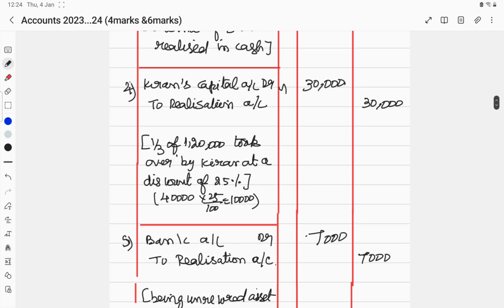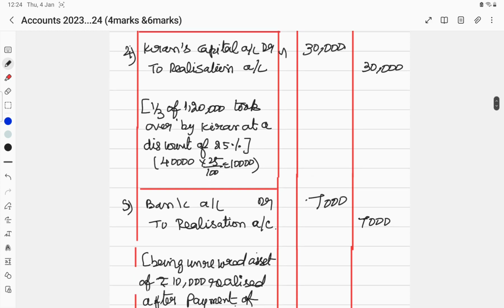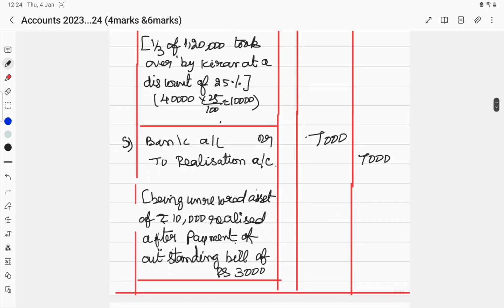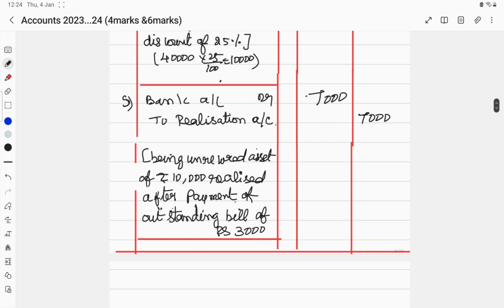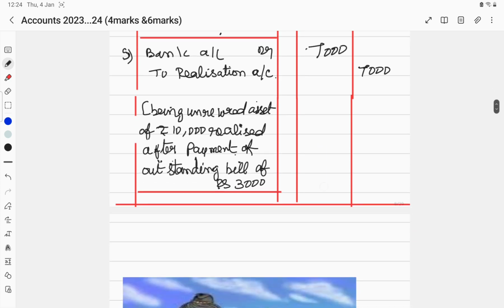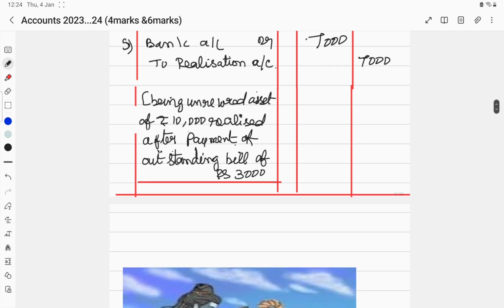Kiran's capital account debit 30,000 to realization account credit 30,000. One third of 1,20,000 was taken over by Kiran at a discount of 25%. 40,000 into 25% gets 10,000. So after discount we get 30,000 rupees. Bank account debit 7,000 to realization account credit 7,000. Being unrecorded asset of 10,000 realized after payment of outstanding bill of 3,000.